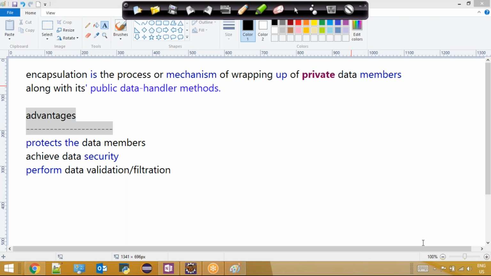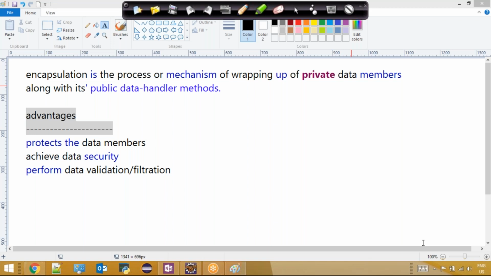Abstraction deals with method hiding, that is logic hiding. But here we are dealing with data hiding. That is a little different from this. Okay, that is the next concept after this.